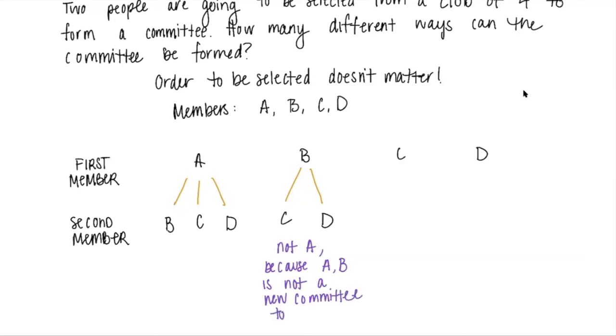To count. I've already taken care of that from that first situation. We've got A and B paired up here. I don't need to pair them up again here. That would double count it.